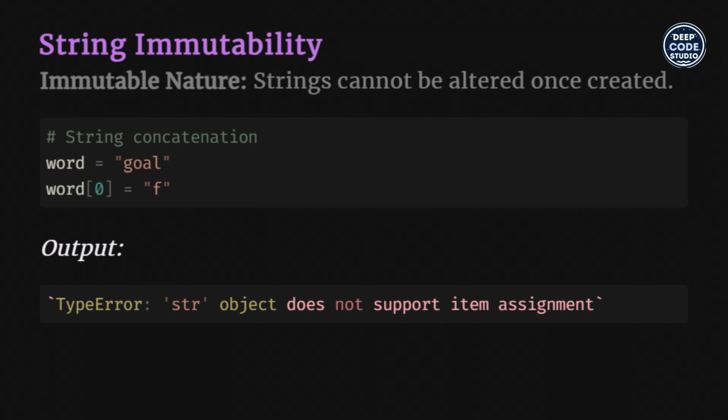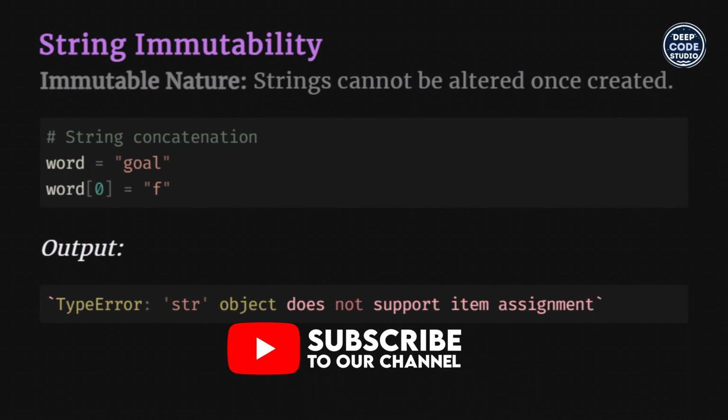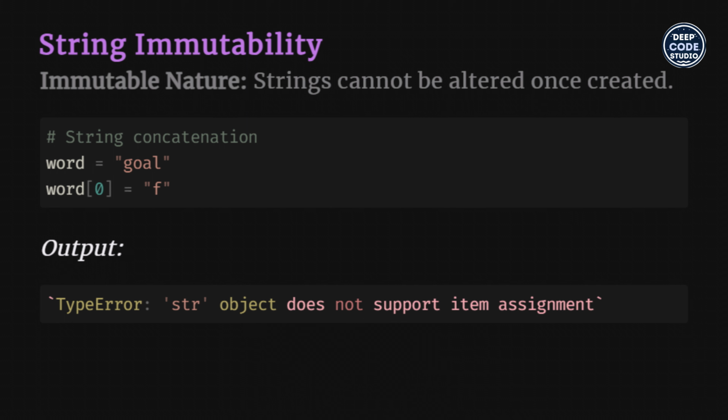Imagine that you have a word goal which is assigned to word, and now I am trying to change the first character of this word using word and then brackets to access the first character, which is 0, and then I assign it a character f. But this is wrong. If you run this program, this action will result in an error, and the error will be TypeError. It will say that str object does not support item assignment. This is what immutability is.